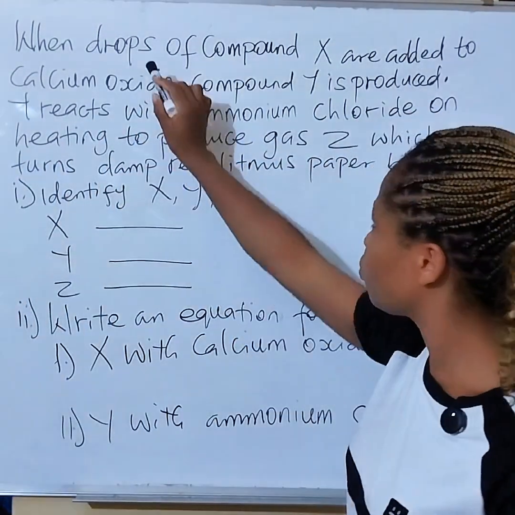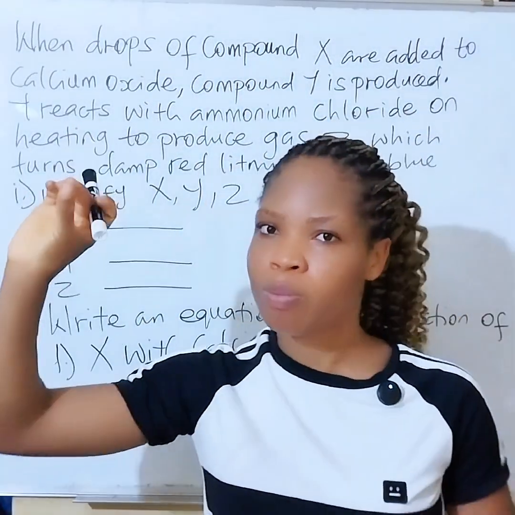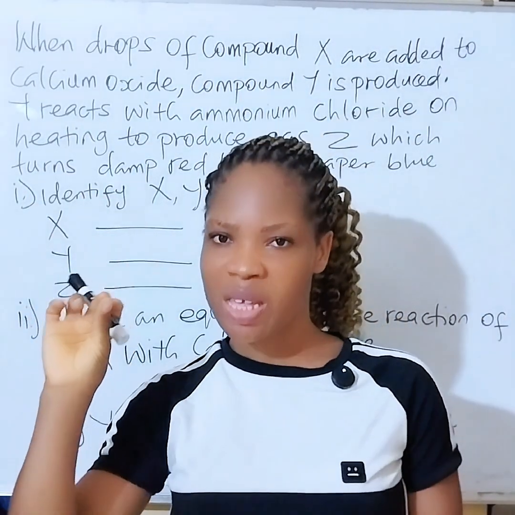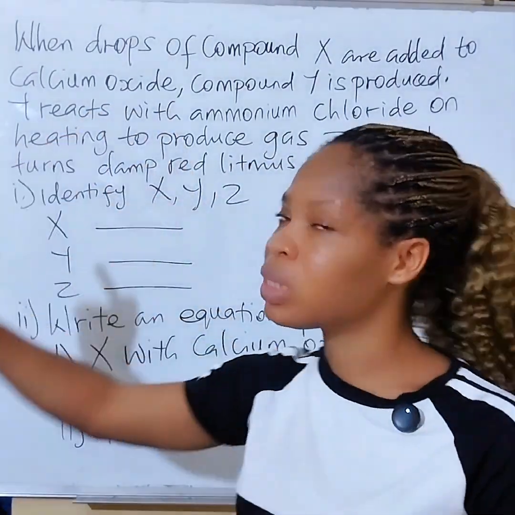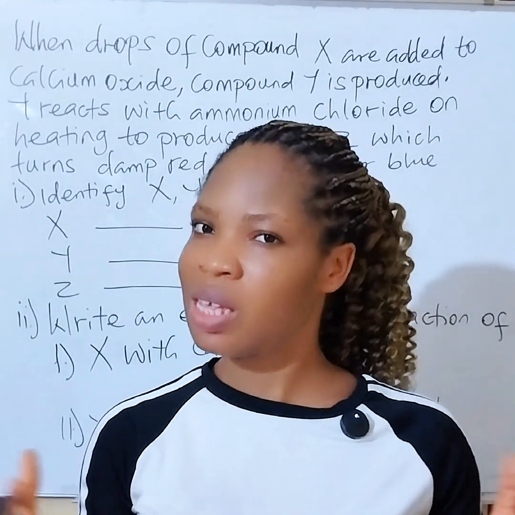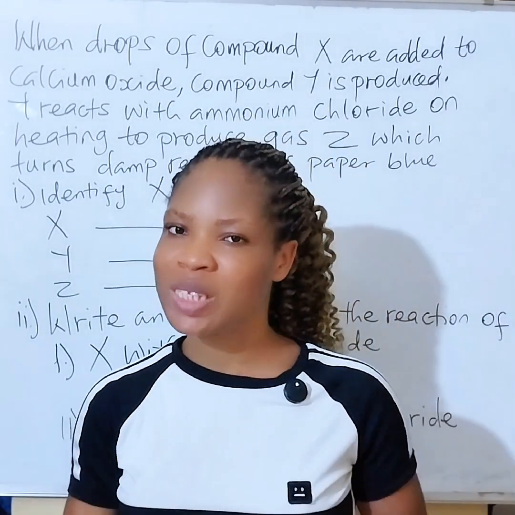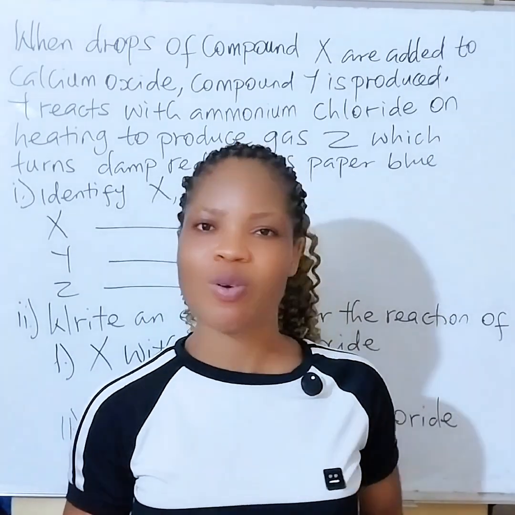If drops of compound X are added to calcium oxide, compound Y is produced. That means that compound Y is the base or the alkali that was produced in the process. But since it's calcium oxide, that is definitely a base and not an alkali. I hope you know the difference between a base and an alkali. I would want to see that. Drop the difference in the comment section. I will wait for your response at the comment section.